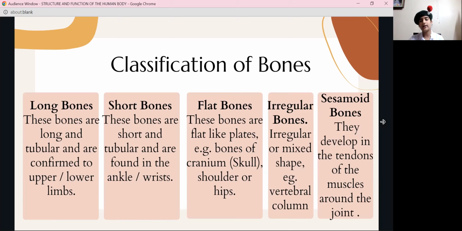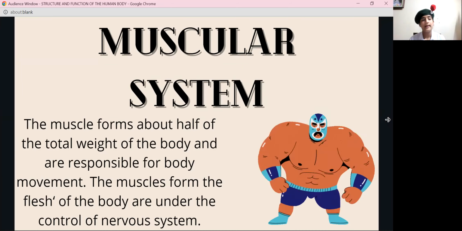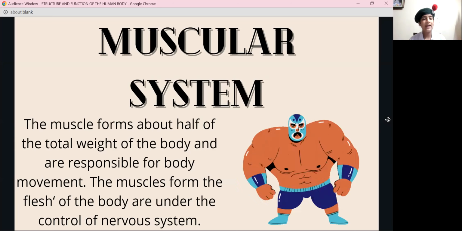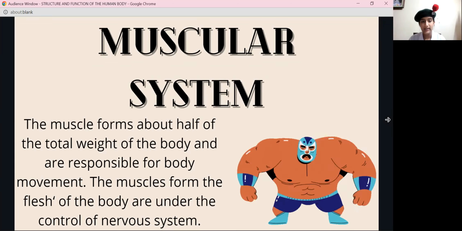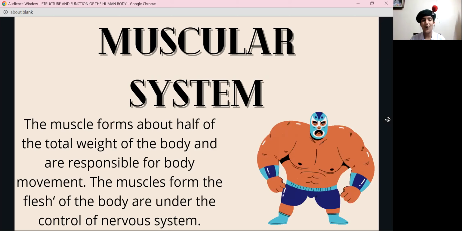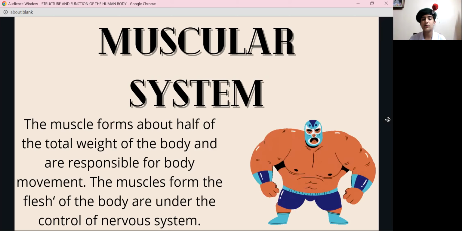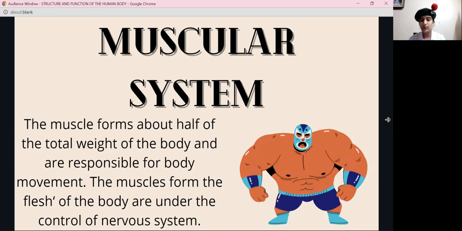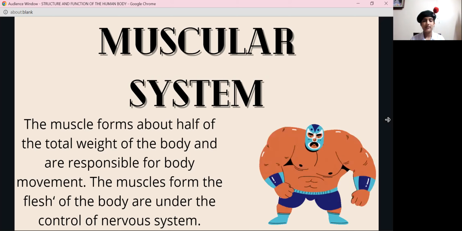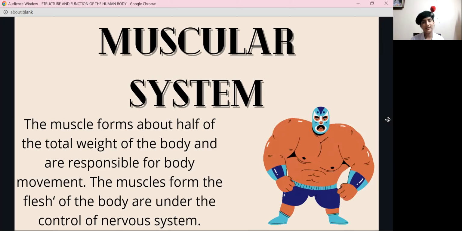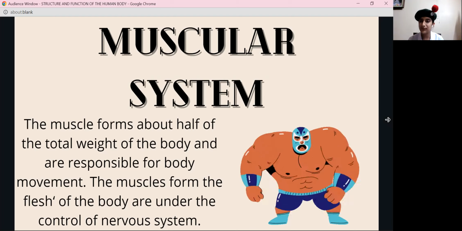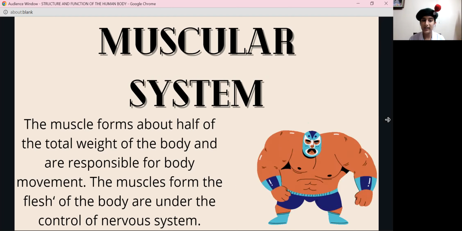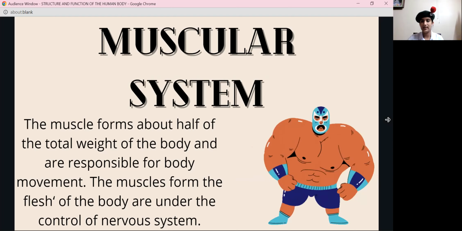Great. Now we come to the muscular system. The muscles form about half of the total weight of the body and are responsible for body movement. The muscles form the flesh of the body and are under the control of the nervous system. The picture which I have put here does not directly refer to the muscles, so it is just for entertainment, but actually every human body has muscles, which form half of the total weight of the body and are responsible for body movement.